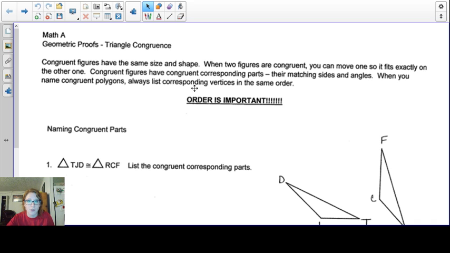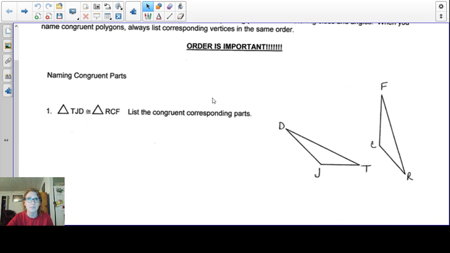Congruent figures have congruent corresponding parts. Now, corresponding means they match up. They line up. So think of your usage of that word for when we did our parallel lines. When you talk about congruent polygons, you always list the corresponding pieces in the same order. So let's talk about naming some congruent parts.